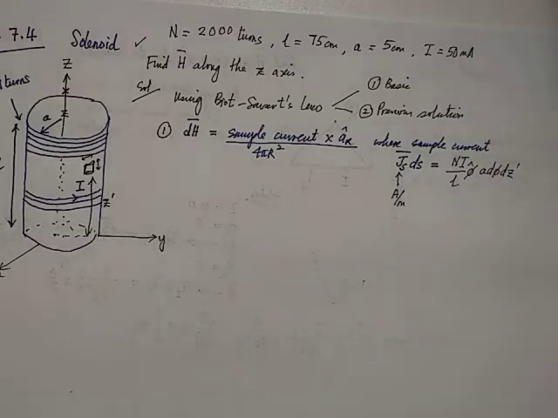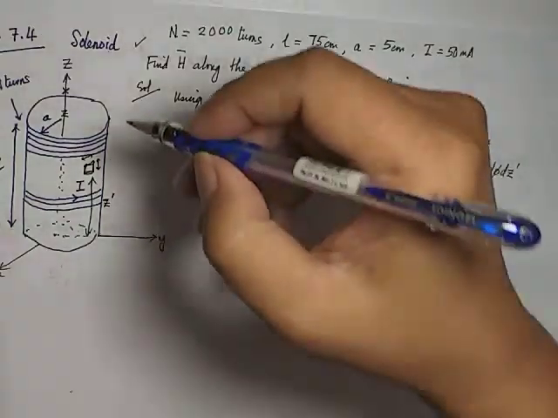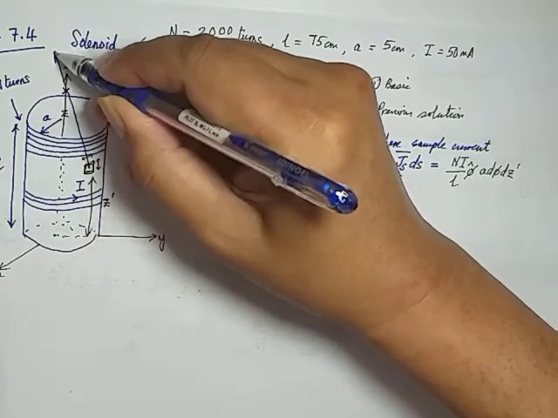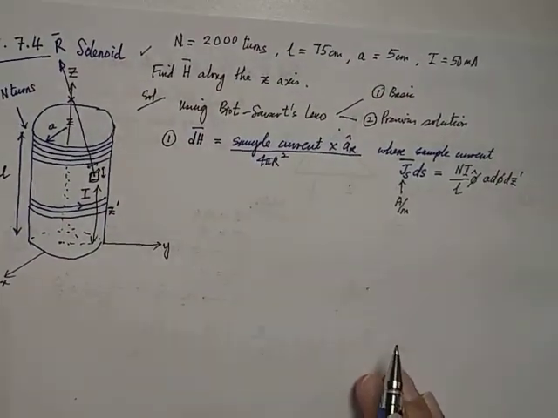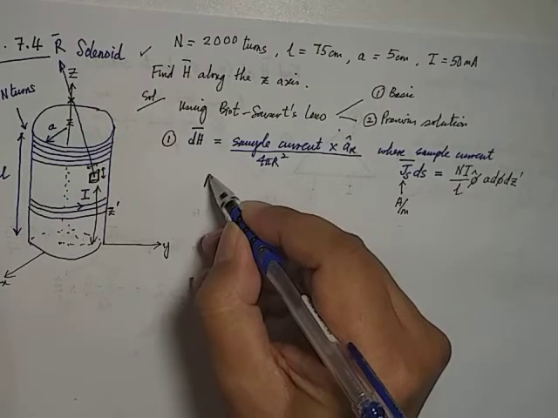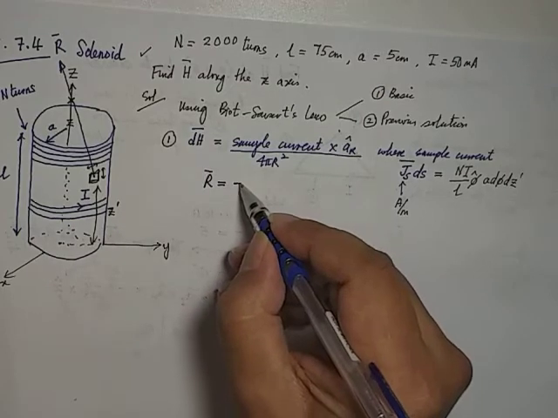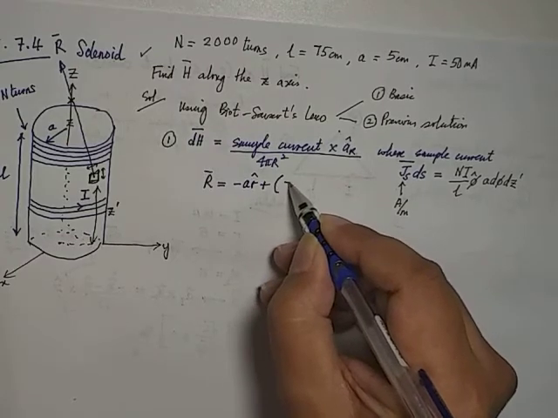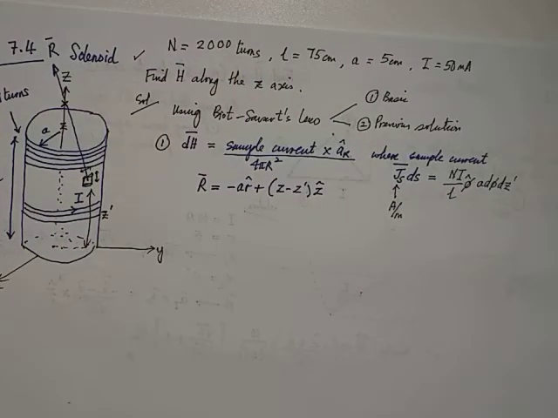Okay, that's done. Alhamdulillah. So what else do we need to determine now? Okay, the R. So how do we define the R? Remember, I have to join our sample to the location of our H. So that should be our vector R. Okay. Now, from the diagram, our R is equal to what? Similar to the ring that we have done before, minus aR plus (Z minus Z prime) aZ. Correct? That should be our R.